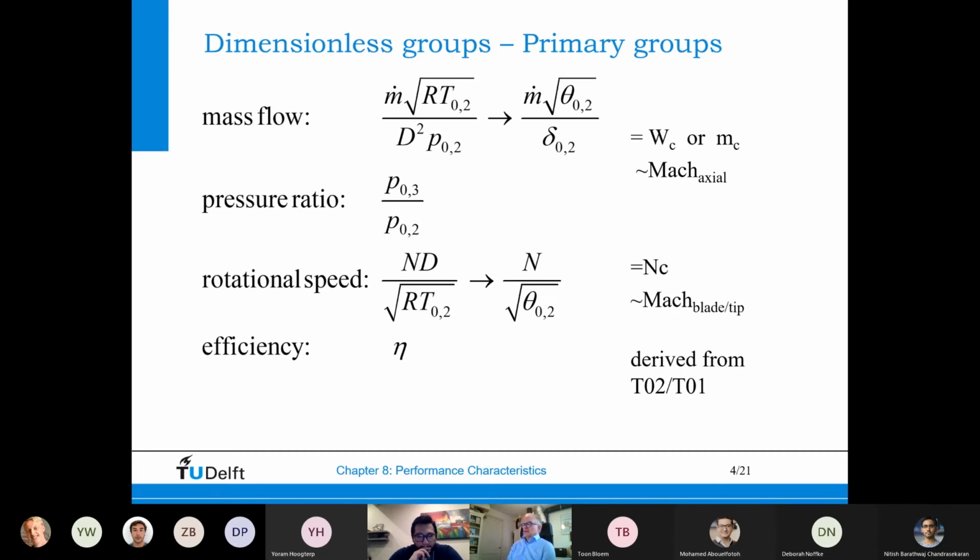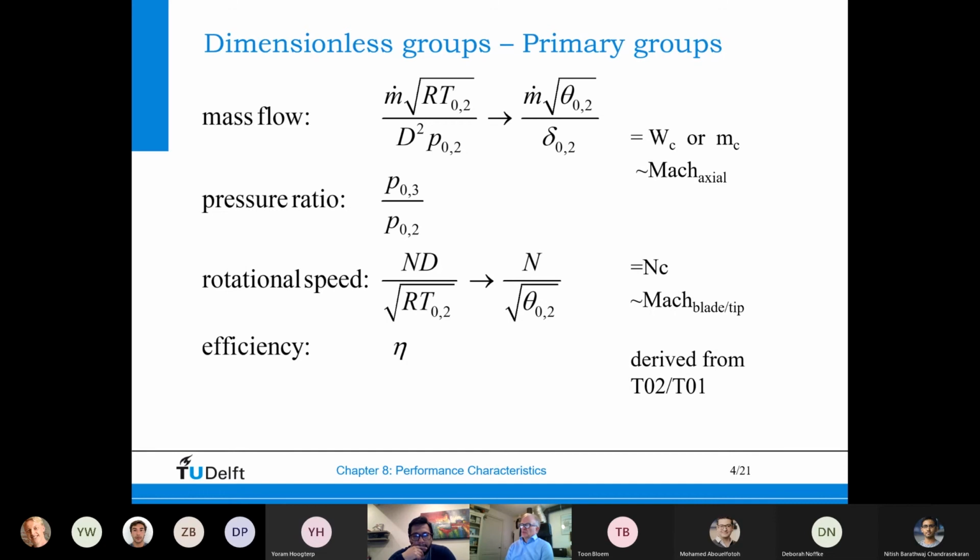Now, the second group is pressure ratio, the total ratio of exit pressure over total inlet pressure. You can also do it the other way around. It doesn't make a difference. It's already dimensionless, so we don't need to worry about that.